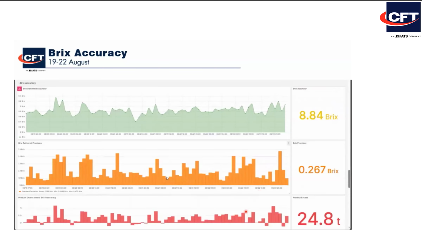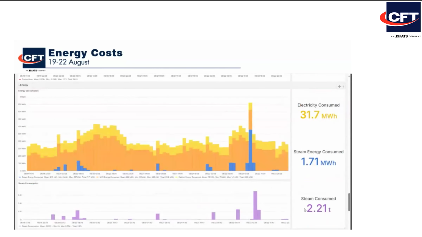The system also calculates, and that's quite interesting synthetic value, the number of tons over the period that were lost or could not be sold due to inaccuracy in the bricks. So 25 tons could have been produced and sold, but were rather evaporated and discharged to the drain in form of evaporated water.